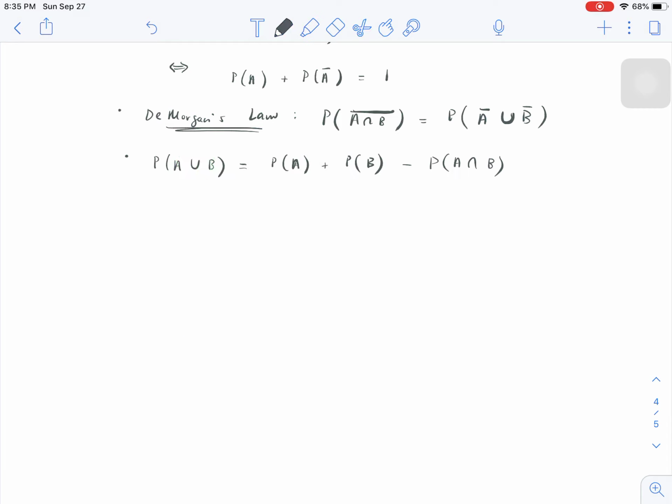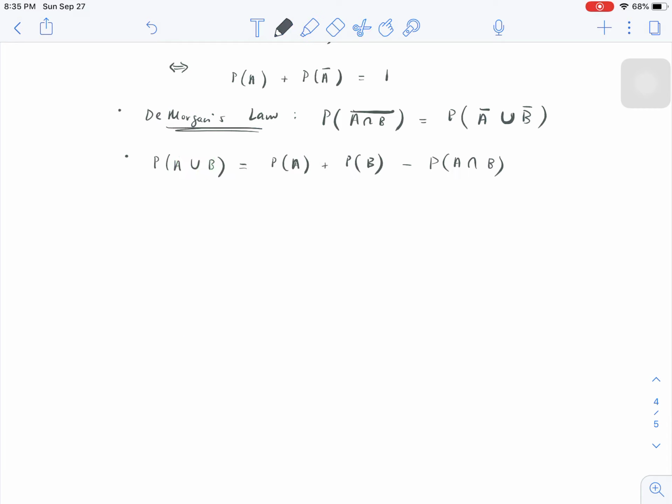Put these over here. So let's do some problem solving. So let's say we have an event A, and the probability of A is 0.3. And we have another event B, which the probability of it is 0.4. And the probability of their union is 0.6.